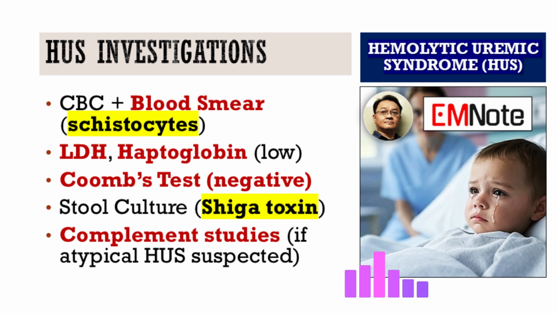So given how serious this is, what's the diagnostic plan? What tests are essential? Okay, number one, complete blood count with the peripheral blood smear. You need to look for those schistocytes. Check lactate dehydrogenase. It's usually high because cells are breaking down, and haptoglobin, which will be low. A Coombs test should be negative. Okay. And definitely a stool culture. You need to look for Shiga toxin-producing E. coli. If you're even thinking about atypical HUS, then complement studies are needed.